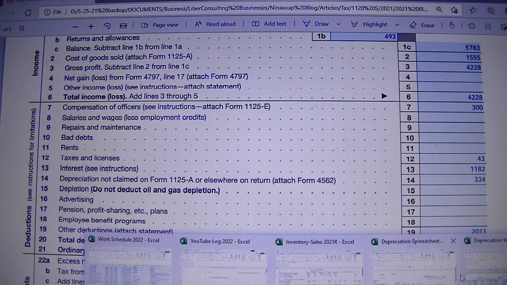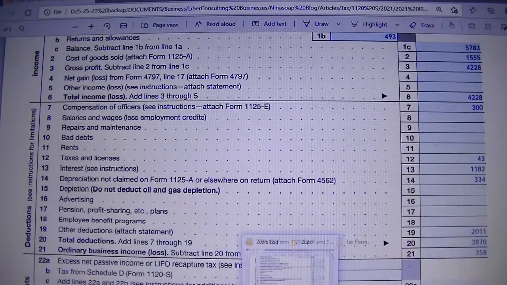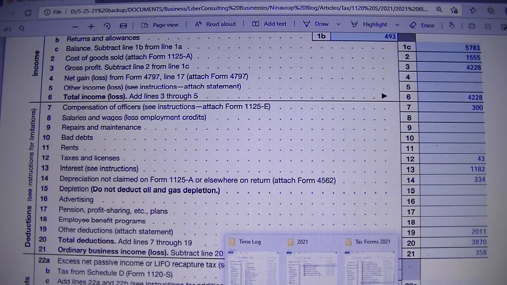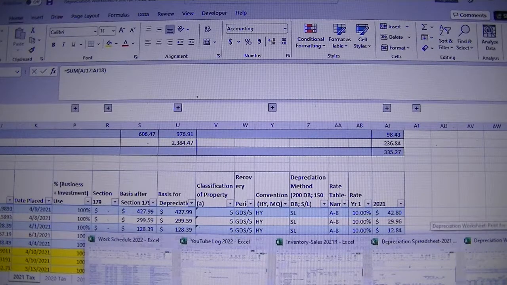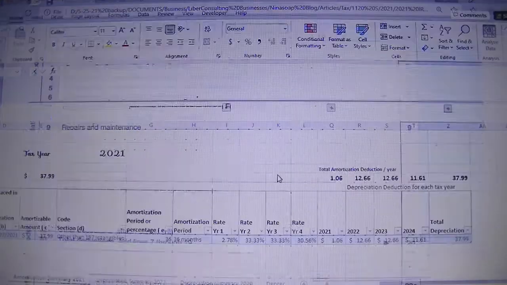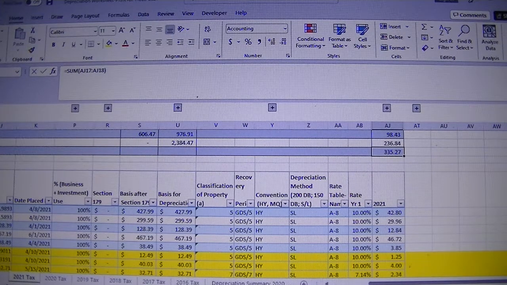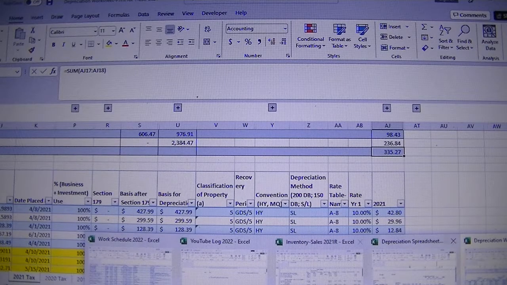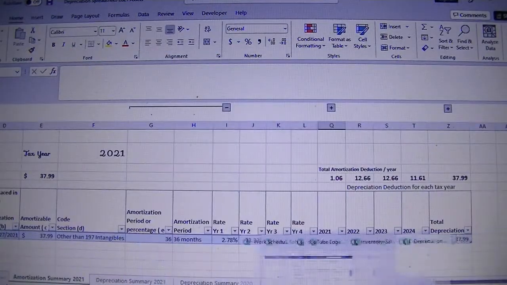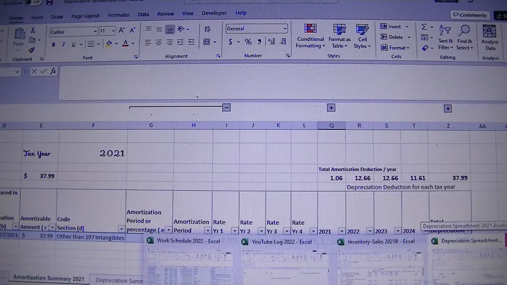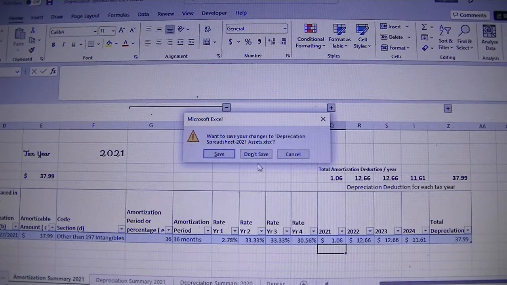Well, you'll go to your spreadsheet, and I think we can close some of those. Yeah, I'm not sure. It's just not saving. Okay. Let's close this one too.